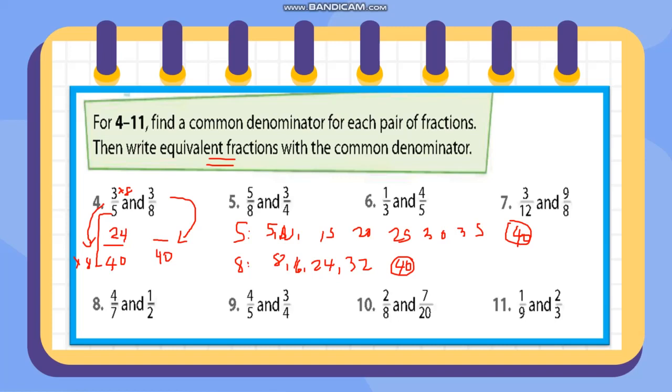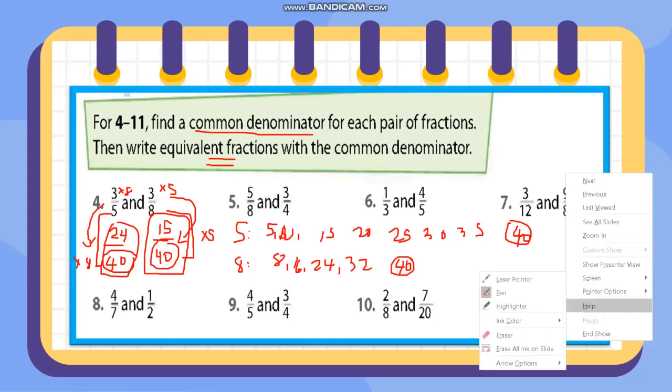Now, 8. How does 8 become 40? That is multiplied by 5. So I need to multiply the numerator also by 5. 3 multiplied by 5 is 15. So my equivalent fraction now is 15/40. So what is my common denominator? My common denominator is 40 and my equivalent fractions are 24/40 and 15/40. Okay, so next.